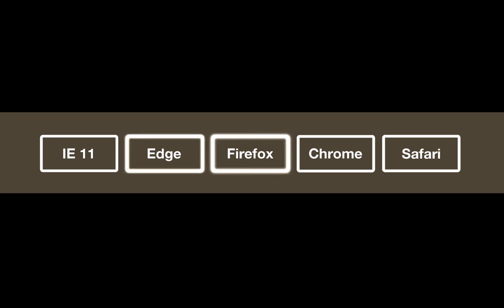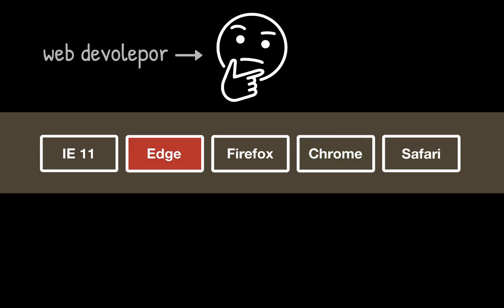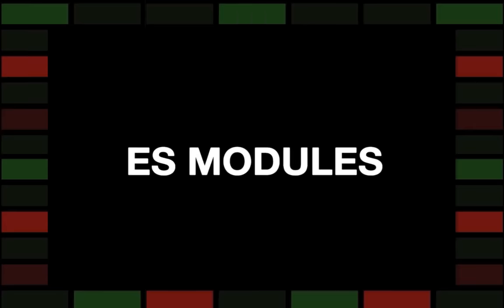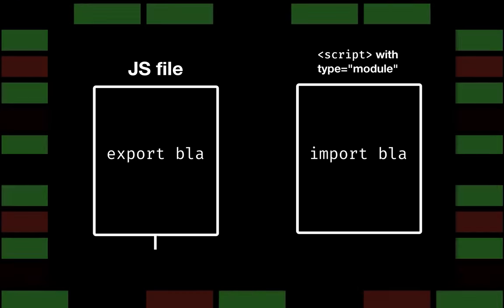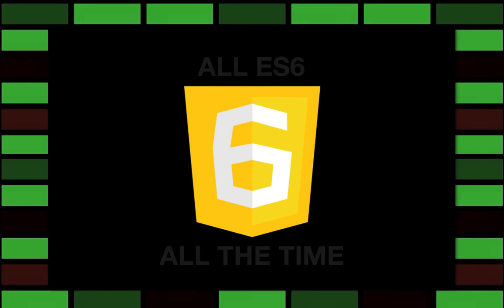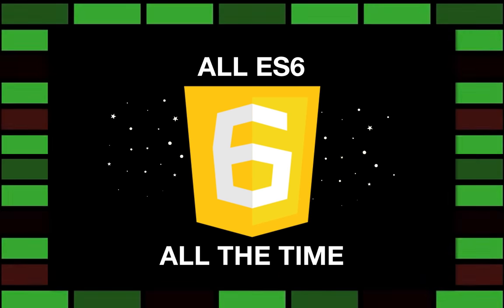Our contestant has to guess which web browsers support a given web platform feature, and therefore, whether an author, a web developer, can safely use that feature. This week, the subject is ES modules. Using the type equals module syntax, one can enable the importing of JavaScript modules, doing away with scoping hacks like immediately invoked function expressions, and ultimately, retiring slow and difficult to configure bundling tools.